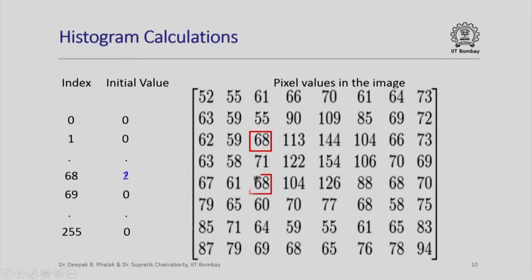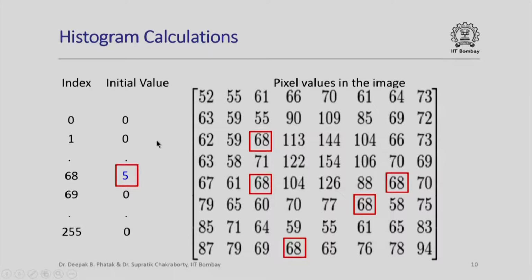When I continue my scanning, I locate the second 68, I increase the count to 2. I locate the third 68, I will increase the count to 3. I locate the fourth one, I increase it to 4, and I locate the fifth one, I increase it to 5. So after completing one full scan of the image pixels, I will have the total count for the pixel which has a value 68 as 5 here.